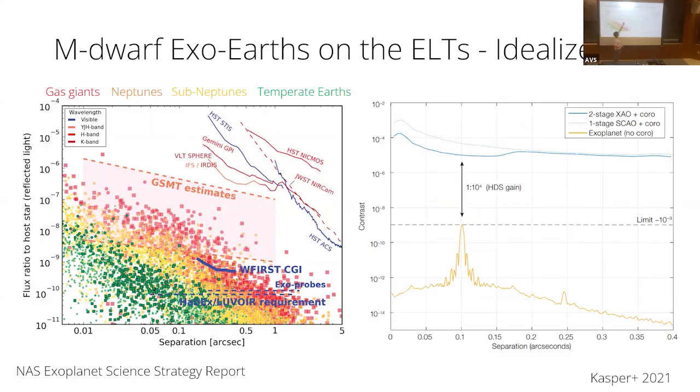You can see up here, again, this is where all of our current instruments are sensitive. The green dots are simulated Earth-like planets in the habitable zones of nearby stars. We don't know if any of them exist. We're just pretending that if they do, this is how bright they would be relative to their host star and how far they would be.